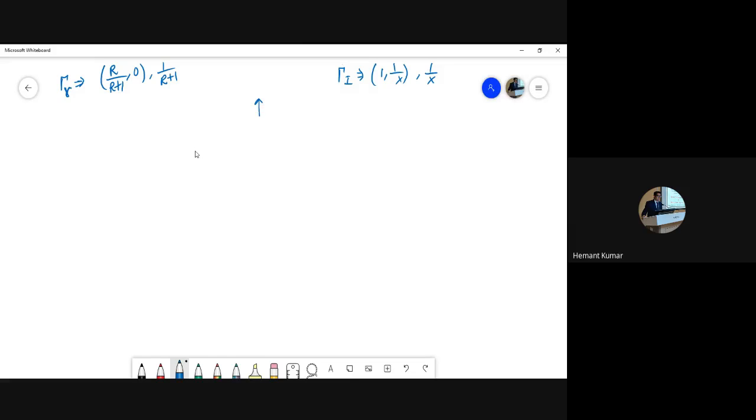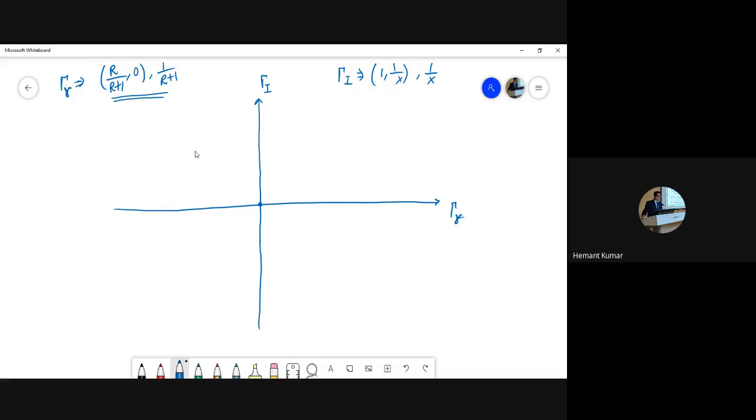So suppose now I will plot this. I am taking one line, assuming this is gamma R, the real line, and this is gamma I, the imaginary line. So first we will plot R is equal to 0. If R is equal to 0, then the center for these circles will become 0 comma 0.